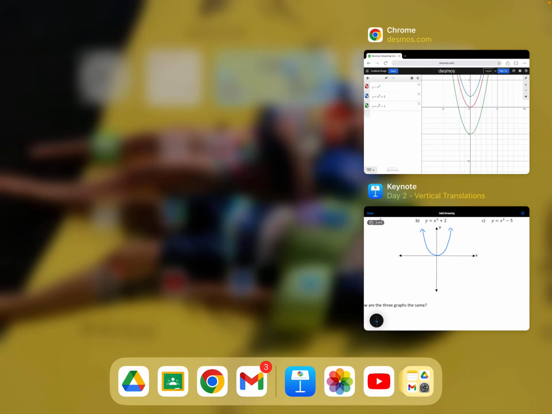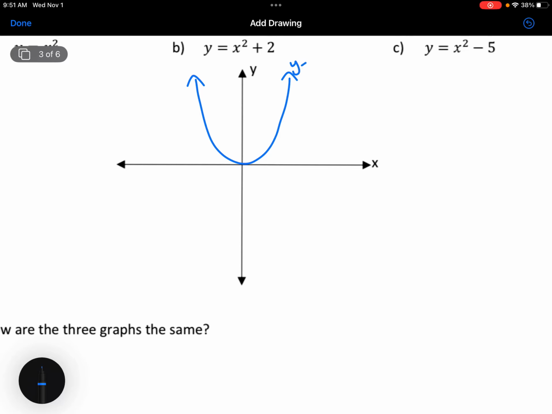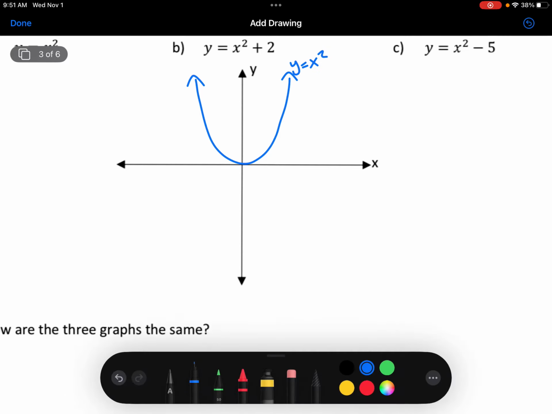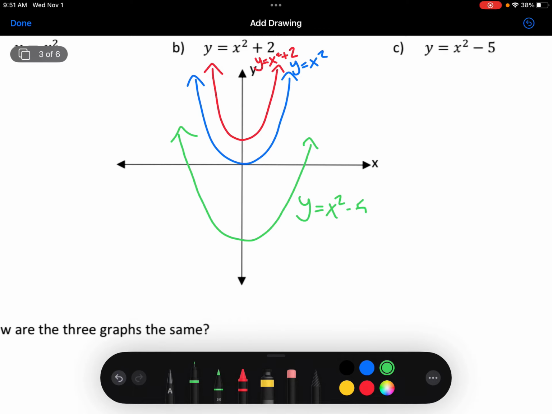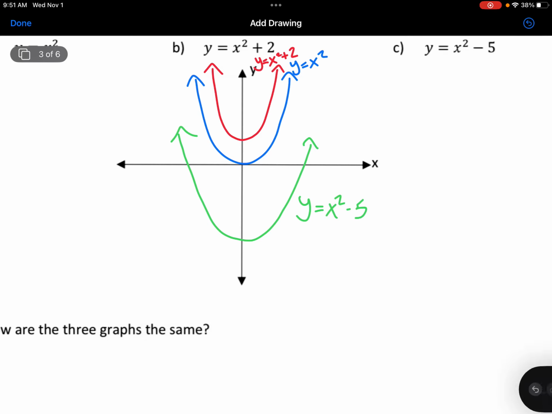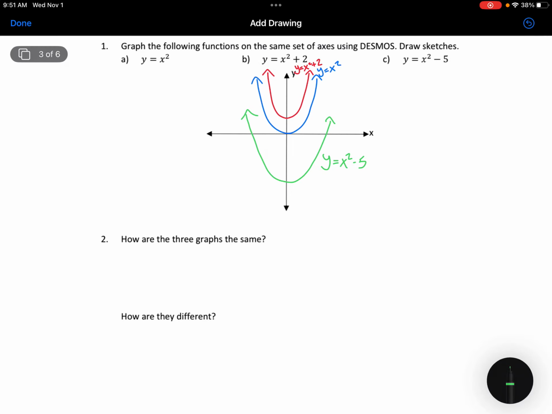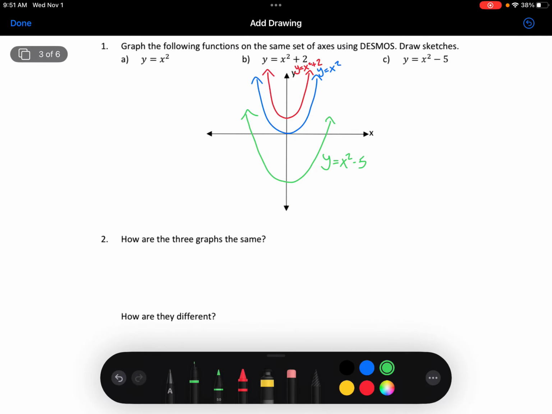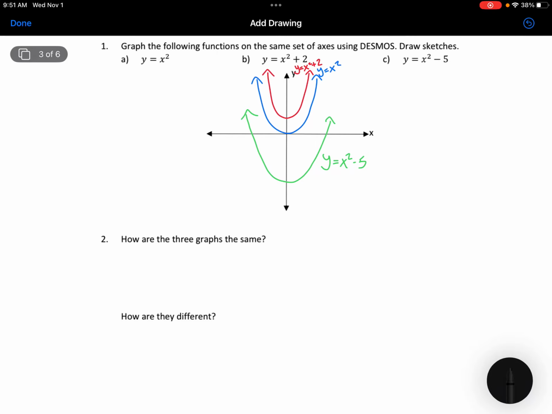So when we come back over here, this is y equals x squared. We'll go to red and do y equals x squared plus 2. That would be that. And then green can be y equals x squared minus 5. All it's doing is changing our final y value, so it's moving it up or down. So how are the three graphs the same? They're all the same shape.